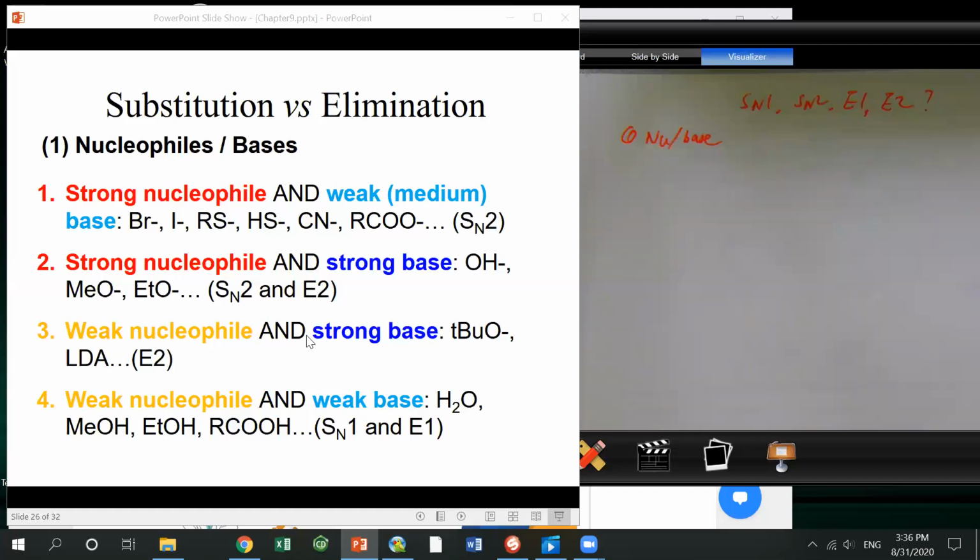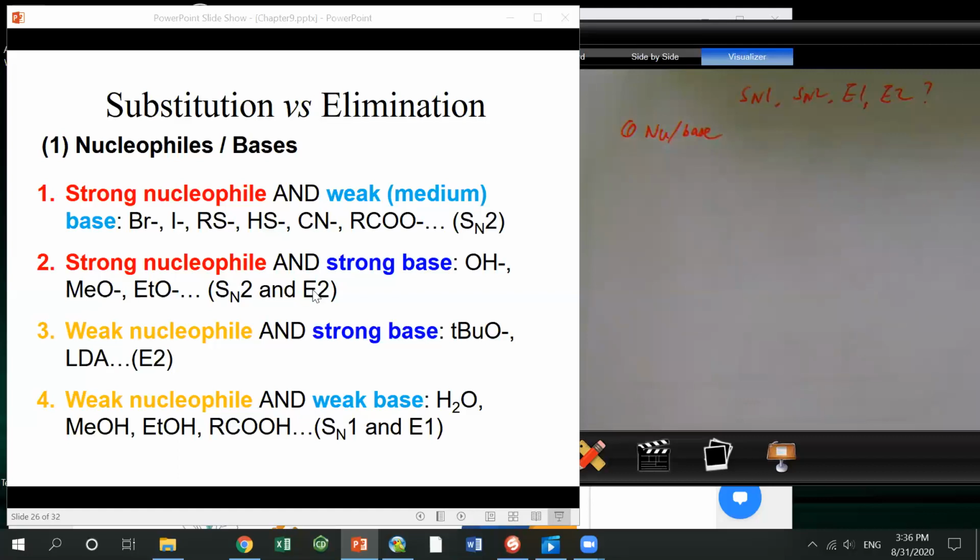There are four categories: strong base but weak nucleophile, strong nucleophile but weak base. For this slide you don't need to record it, I will give you summary tables. If you find a species that is a strong nucleophile but a weak base, that prefers the SN2 reaction. And if it's a strong base and a strong nucleophile, like OH minus, methoxide, ethoxide.